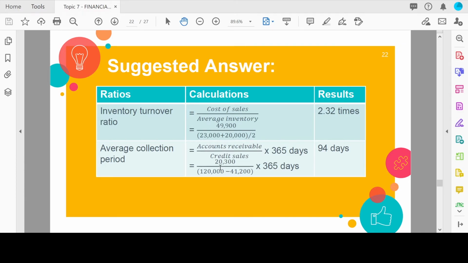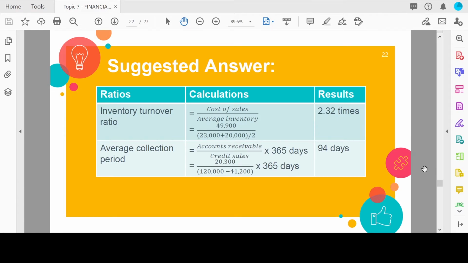In the situation where they did not provide you with the amount of cash sales or credit sales, we are going to assume that the total sales are credit sales. Okay, so 20,300 divided by 120,000 minus 41,200, times 365 days, and the answer is 94 days. All right, so we are done with the computation of the ratios.